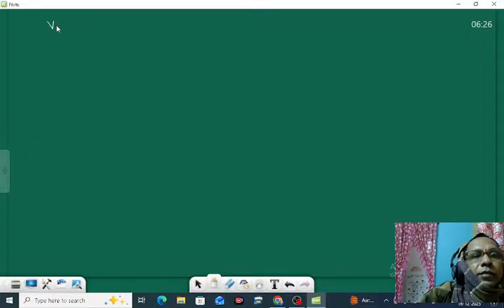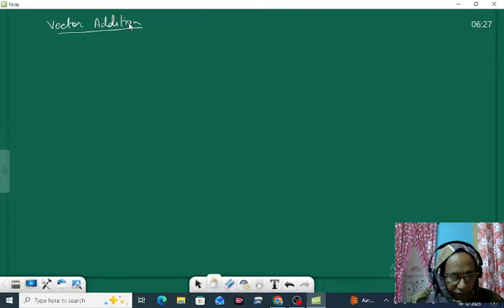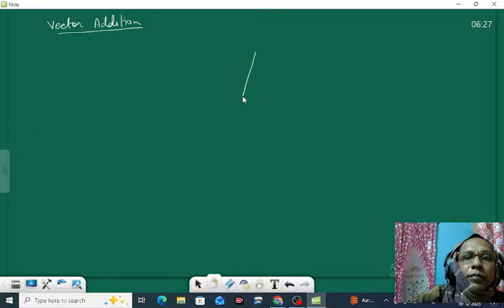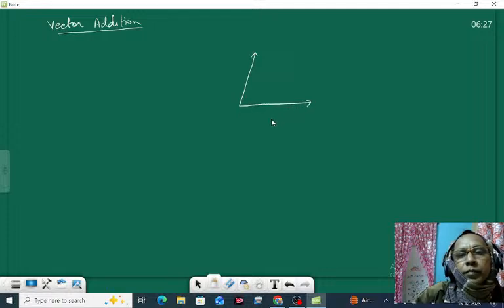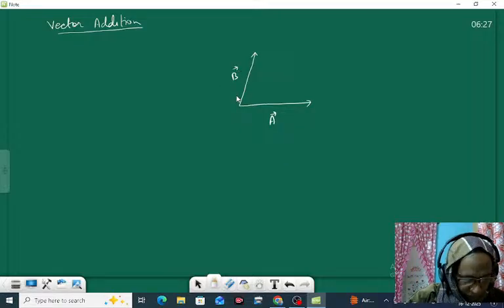Vector addition. This is the general rule to find two things. One is known as the resultant, and the other one is the direction. Suppose there are two vectors. This is vector A, and this is vector B, and they make an angle of theta between them. This is angle theta, right?